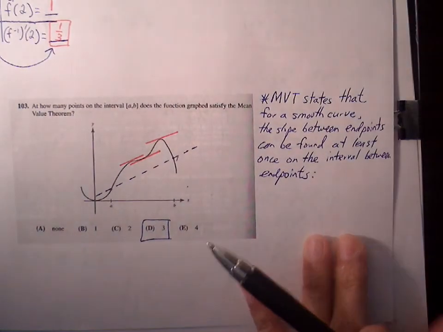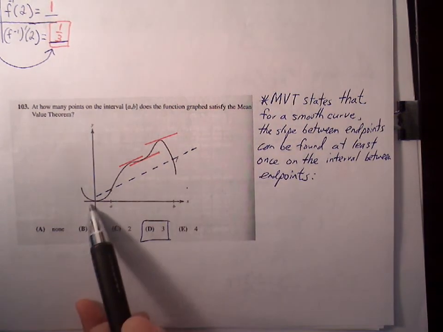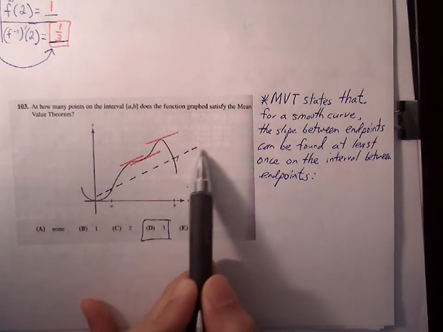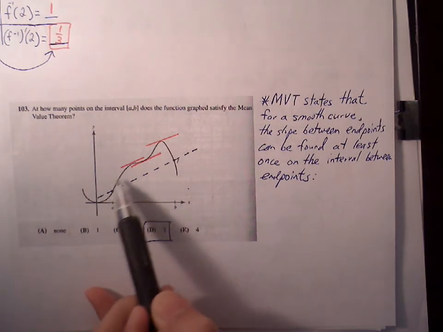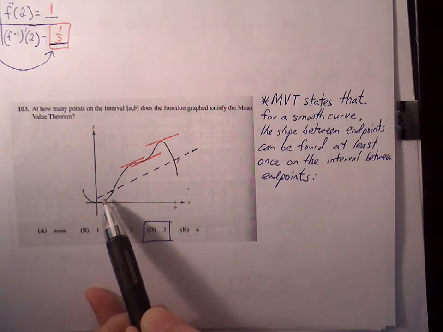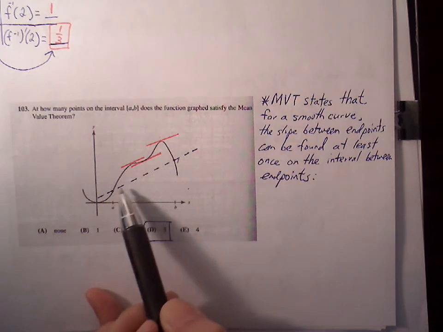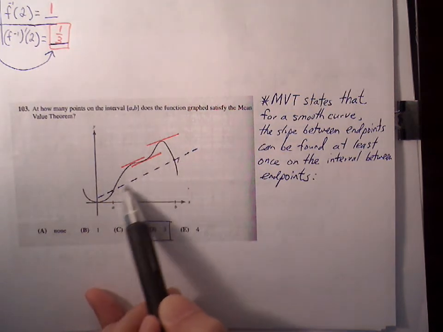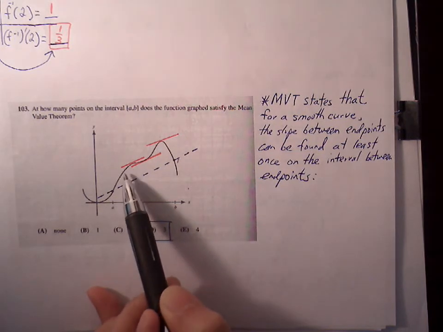All right, last problem here. At what point on the interval does the function satisfy the mean value theorem? So the mean value theorem states that if we're dealing with a smooth curve, the slope between the endpoints can be found at least once on the interval between the endpoints. So if this is a slope of, let's say, 1/2, then there must be at least one more slope of 1/2 on this interval. But if we look, it's asking how many points actually share this average slope on the curve. So on the curve, can we guarantee one or more?